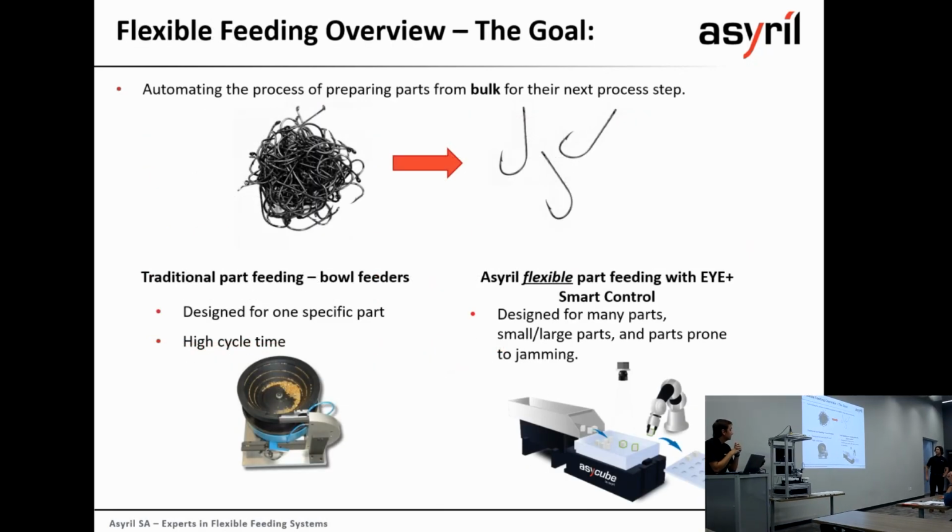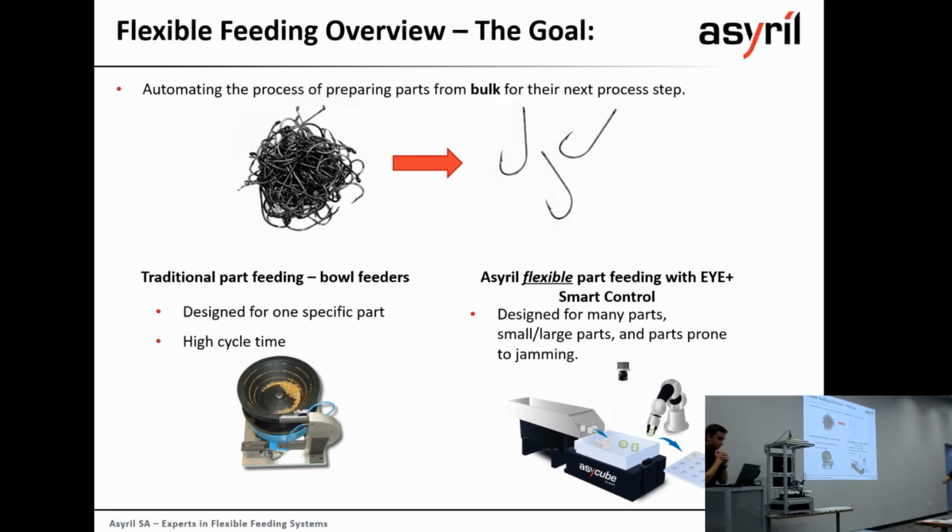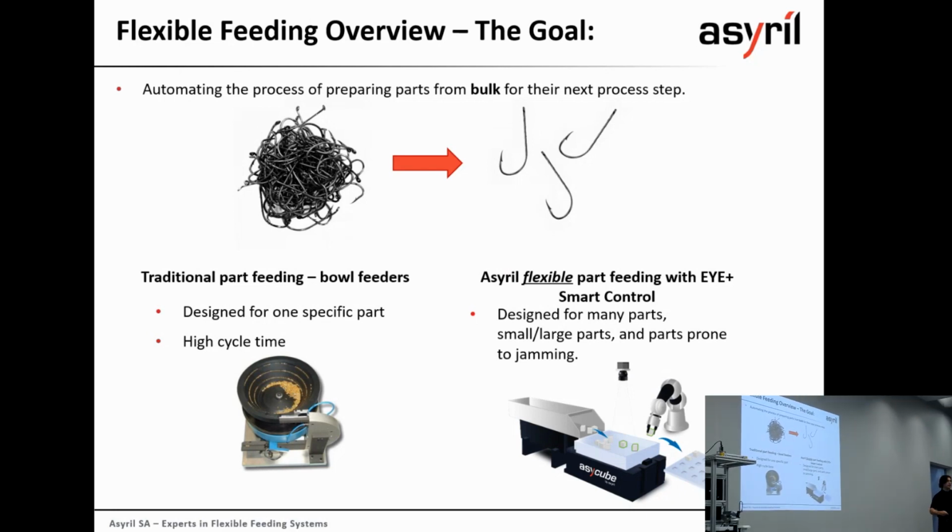So what is flexible feeding? I would assume that most of you already know this, but figured I'd toss a slide in there just in case. We're trying to separate parts from bulk. So in any process where you have bulk parts that are coming in on a hopper or a larger feeder of some sort, maybe you're getting them from a customer in bulk, maybe your customer is getting them from a customer in bulk, and they need to separate them for automated processes.